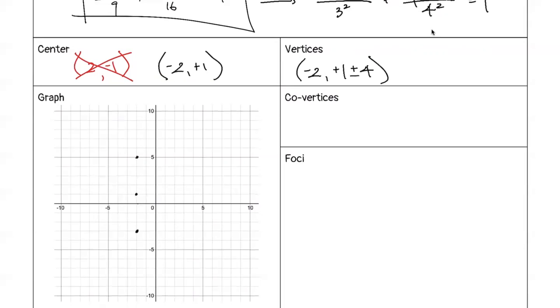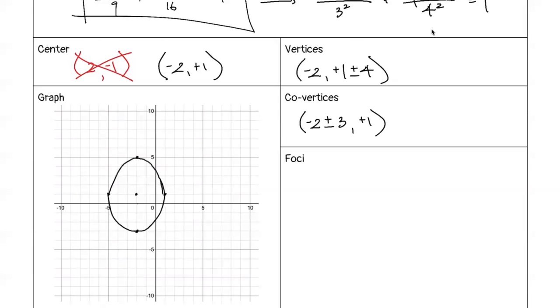How do I get to my co-vertices? Left and right 3. Yeah, 1, 2, 3, 1, 2, 3. I can write this as the x value: I go right or left 3, that plus or minus 3, but the y value of the center stays the same. And so we can carefully connect these. It doesn't have to be perfect, but we end up with an ellipse here.